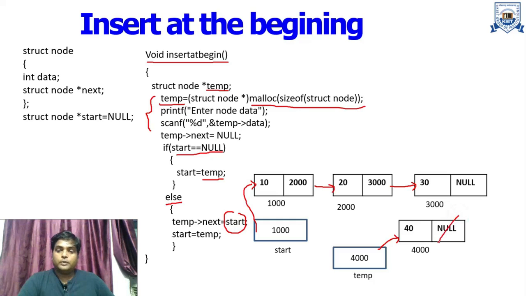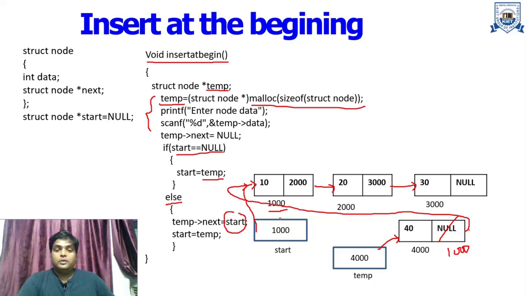So temp to next is basically pointing to this field. Now the value of start replaces this field, that is 1000. When this field contains 1000, then this node is basically pointing to this particular node, because the address of this particular node is 1000. Right now this node is pointing to this node.